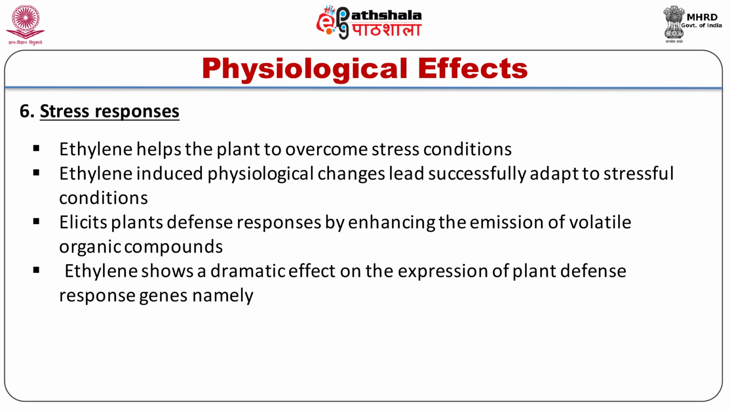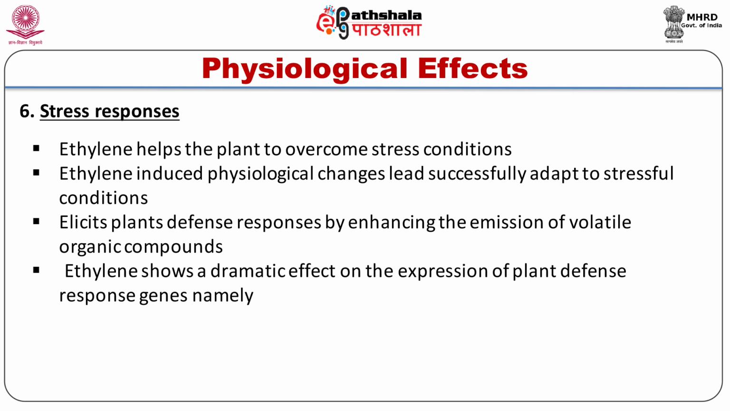In response to a variety of stresses like low temperature, osmotic stress, chemical stress, mechanical stress, gravitational stress, wounding, radiation, ozone, heavy metals, herbivory and pathogen attack, plants stimulate ethylene production.